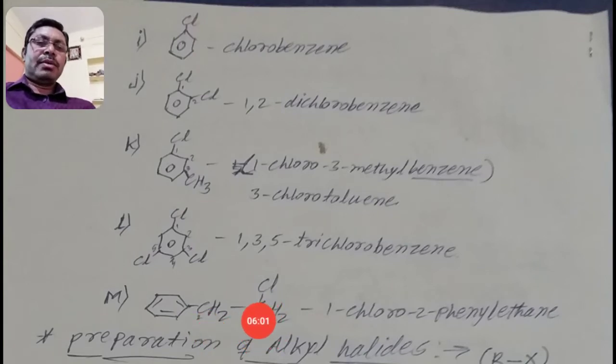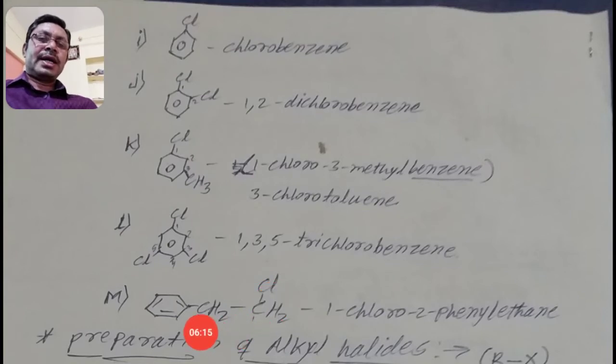Give numbering from where the chlorine, or the halogen atom, is nearer to the end. That means there is carbon first, carbon second. At the first carbon atom, chlorine is attached, that is the halogen atom. At the second carbon atom, there is a benzene ring.